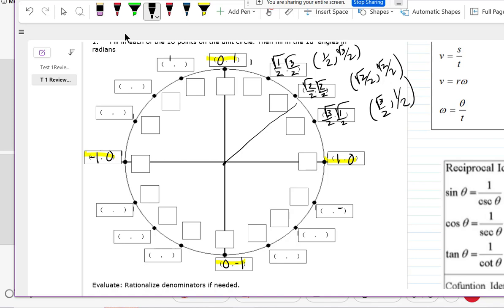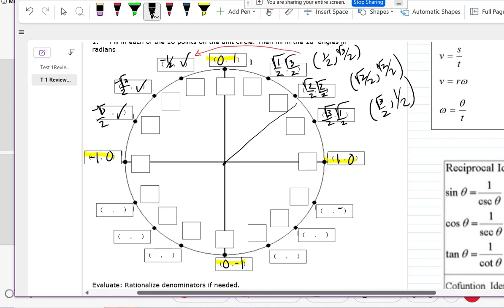And then what happens over here is these points reflect. If you reflect that over the y-axis, all that's going to do is change the x value. So you'd have negative 1/2, negative root 2 over 2, and negative root 3 over 2. The y values would stay the same. Okay, so I'm just going to put a check mark.